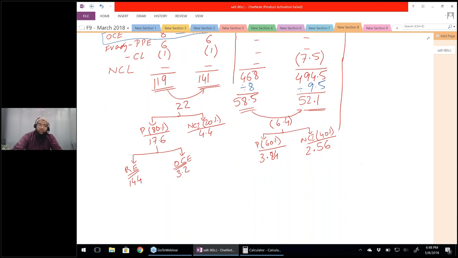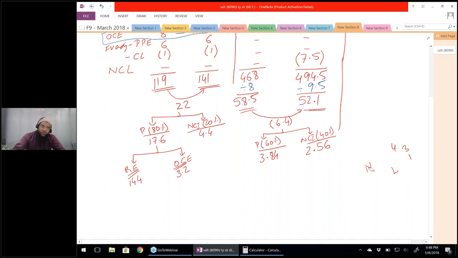Now, the entry will be: non-current liability debit 4, plan asset credit 3, so the balancing figure is 1 credit. So it will be a gain, not a loss. Liability debit 4, plan asset credit 3, balancing figure taken to P&L.